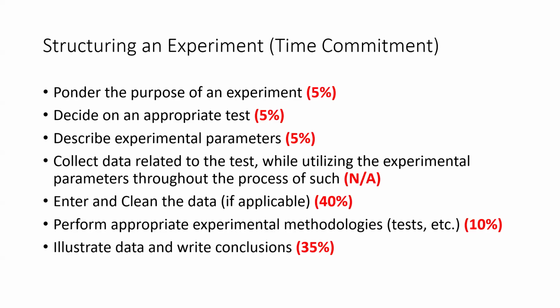Pondering the purpose of an experiment probably takes about 5% of the time. Deciding on the appropriate test takes about 5% of the time. Describing the experimental parameters is about 5%. Collecting data related to the test while utilizing the experimental parameters throughout the process, I couldn't come up with an allocation for that because it'll differ depending on what your experiment entails.